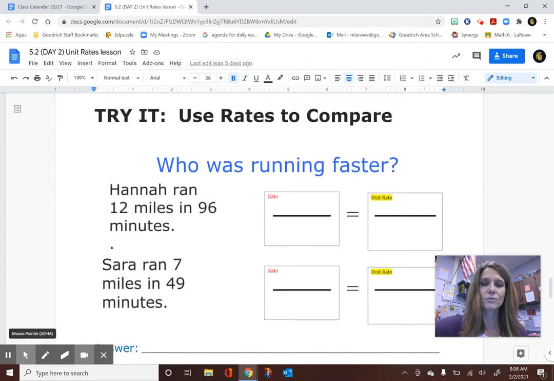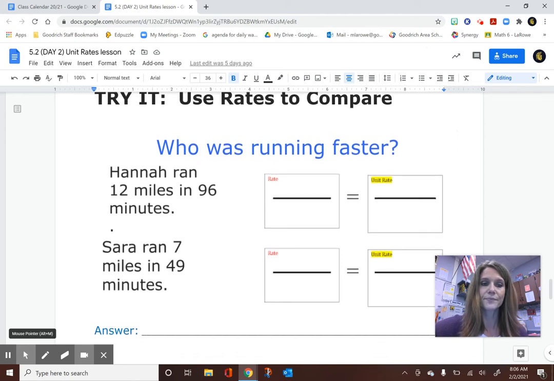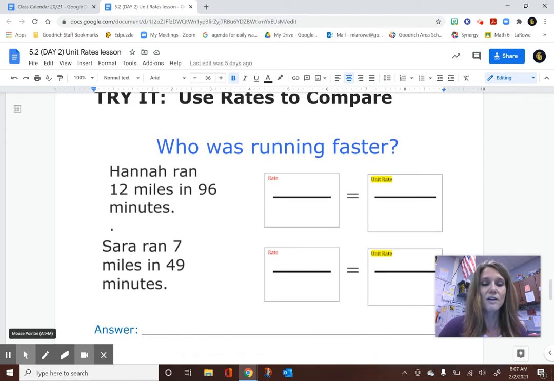You're trying to figure out who is the faster runner. We've got Hannah, 12 miles in 96 minutes of time, and Sarah, 7 miles in 49 minutes of time. We'll pause the video while you write rates and unit rates, and then compare those rates to figure out who's running faster.